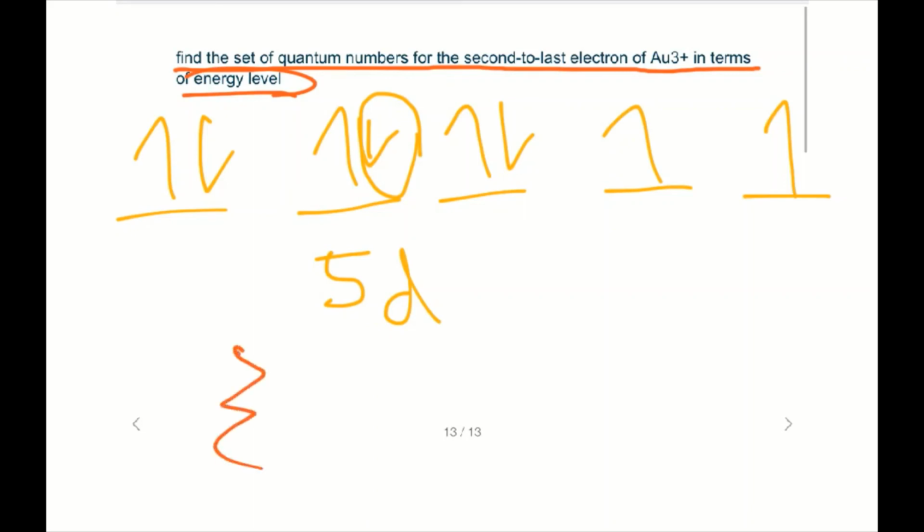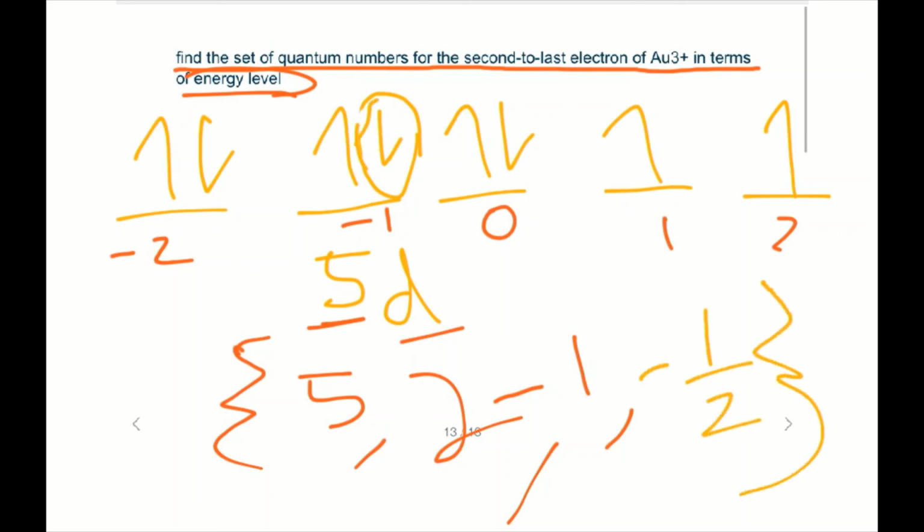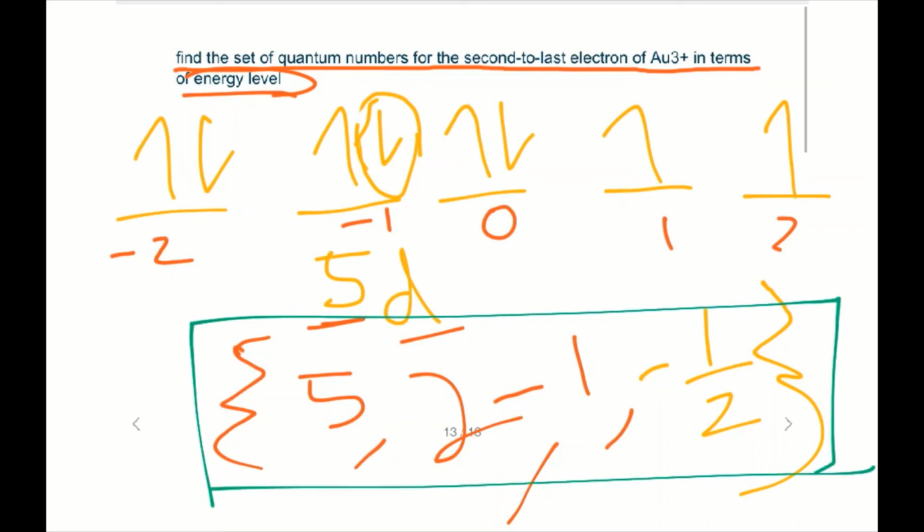So let's do some brackets. And what's our first number? Our first number is going to be this, 5. And the second number will be d, and d is equal to 2. And let's see, what's our next number? Our next number, we have to draw a number line. So 0's in the middle, -1, -2, 1, and 2. And since the second to last electron is over here, it's -1. And last but not least, is the spin positive or -1/2? So since it's pointing down, it's going to be -1/2. And this is the answer to the question.